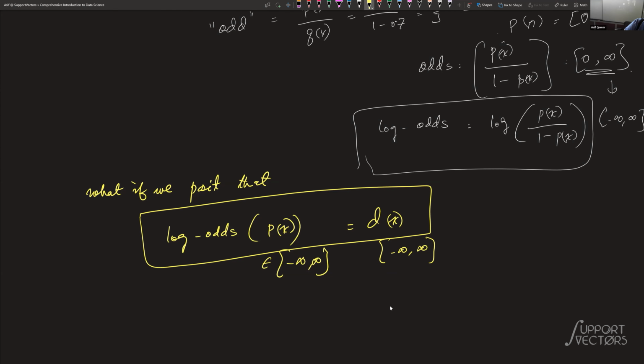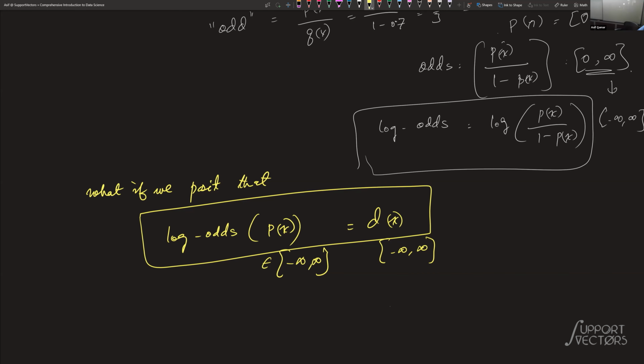We could do that, right? It would make sense. Think about it. When you're really far in the positive direction, probability is close to 1, D is infinity, and log odds would also be infinity, isn't it? When D is minus infinity, probability is 0. When probability is 0, log odds would be minus infinity. So it all seems to agree.